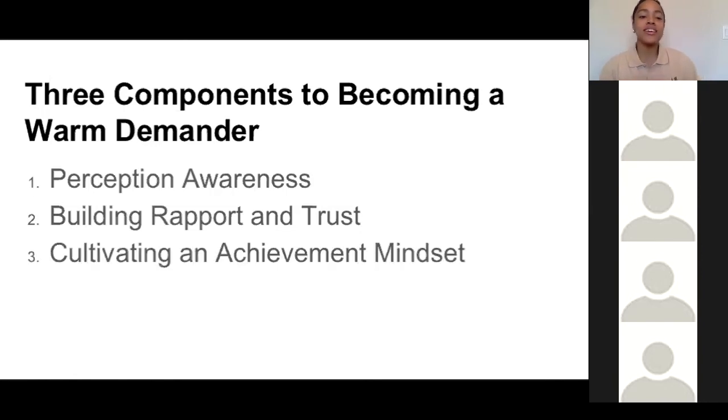Number 3 is cultivating an achievement mindset. This component for me was definitely the game changer. I think for myself, building rapport and trust kind of came naturally to me, but cultivating an achievement mindset is something that I had to consciously work at. And so to break that down a little bit more, it means that we're helping our students to take on the attributes of an achiever. And so you have to actively and repeatedly teach an achievement mindset to your students.